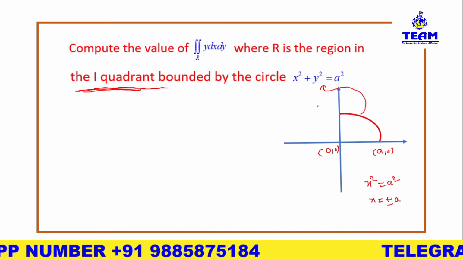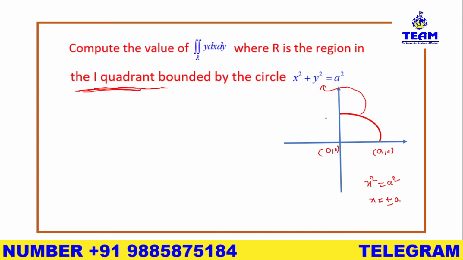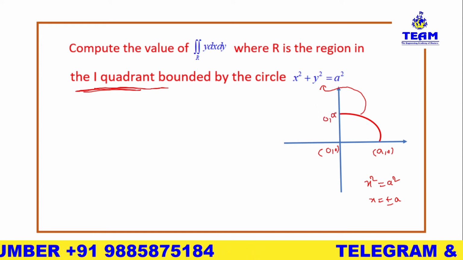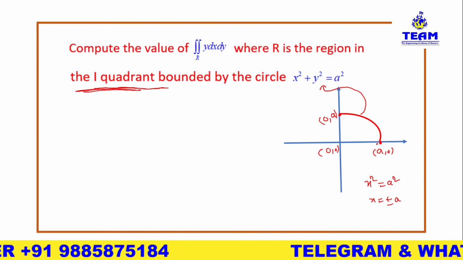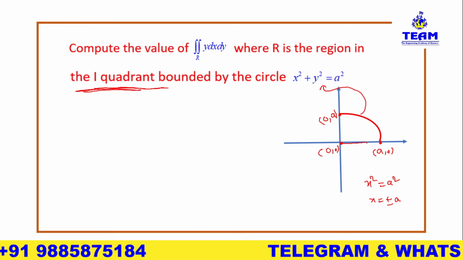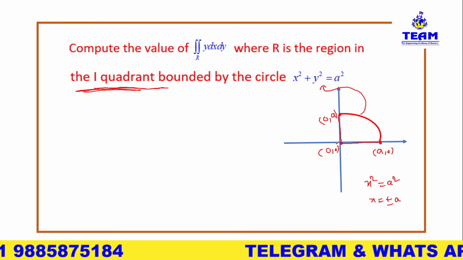Next, I want the y value. Similarly, what will you get for the y value in this case? Here 0 comma plus a. This is the point you have, 0 comma plus a. This is the point a comma 0. Now here 0 comma 0. So this is our required region.